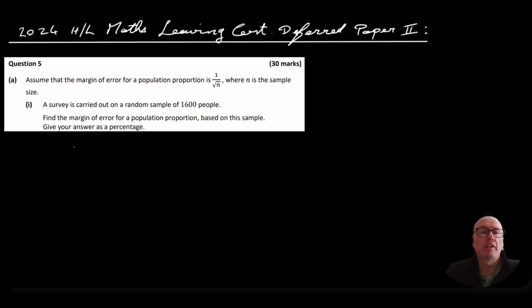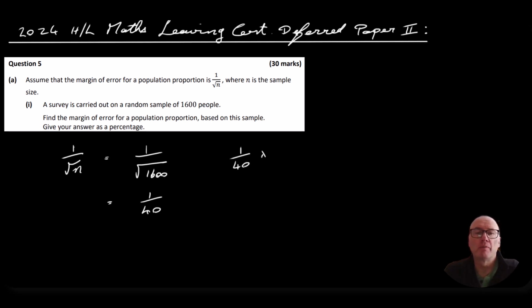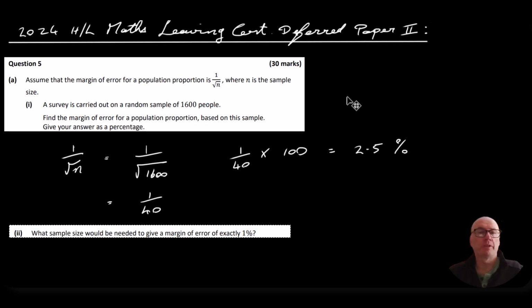Okay, so we have 1 over square root n. So in our case it's going to be 1 over square root 1600. That is 1 over 40. So that's our margin of error, but we've got to do it as a percentage. So we take our 1 over 40, we multiply by 100, and that'll give us 2.5%. So that's it for this part. Very straightforward question. So let's have a look at part 2.